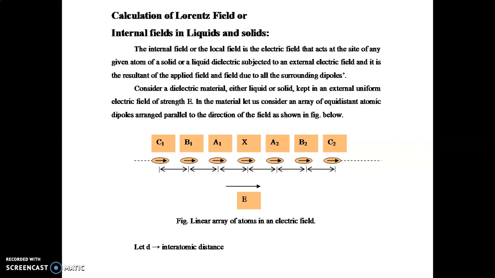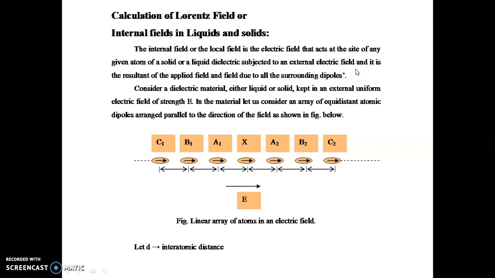So now let us consider a material. First of all, a dielectric material is considered here, in the form of an array of atoms in one dimension. Once a field is applied on any dielectric material, what is the internal field in this case? The internal field, or the local field, is the electric field that acts at the site of any given atom of a solid, or even in the case of a liquid dielectric, subjected to an external electric field.